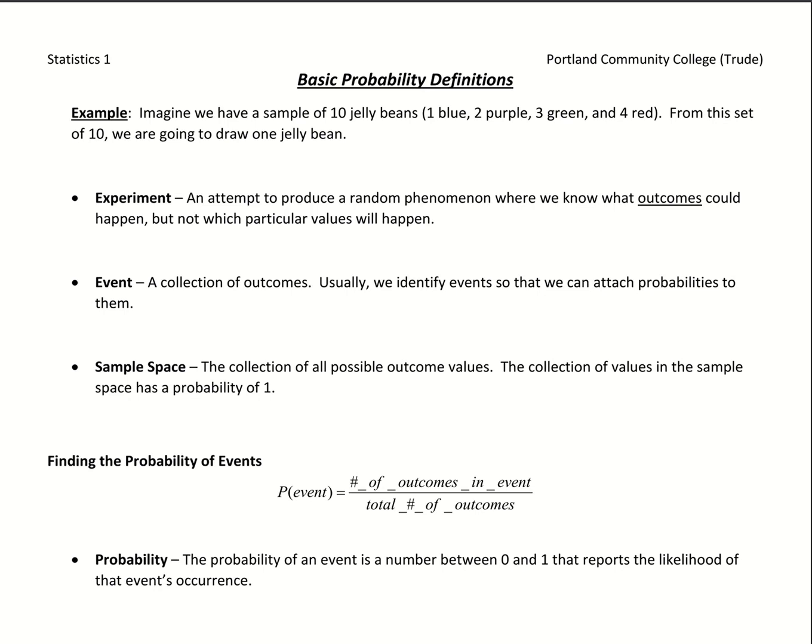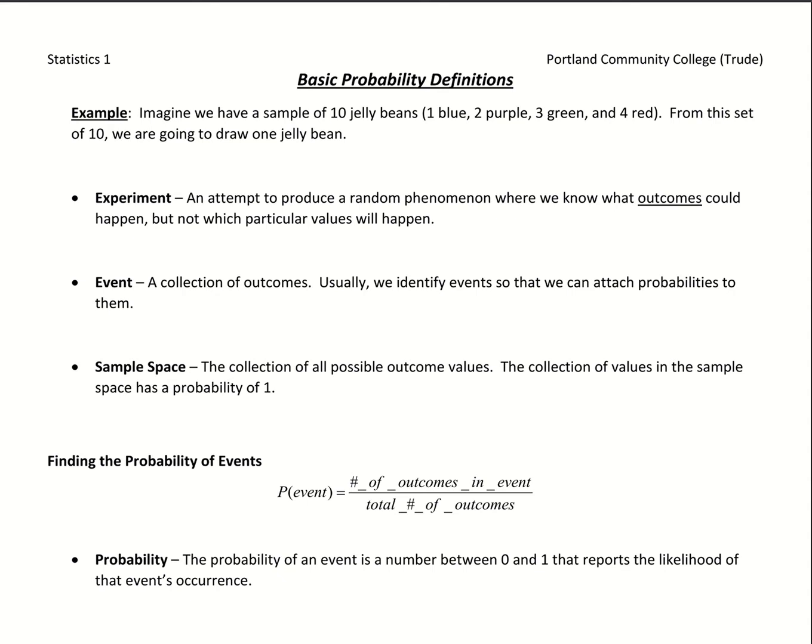As we jump into probability, there are all sorts of definitions that we need to know in order to work with calculating these probabilities of certain events given certain scenarios. So what we're going to do here is just talk through some definitions and then see how calculations work out with this specific example. So we have here our 10 jelly beans.